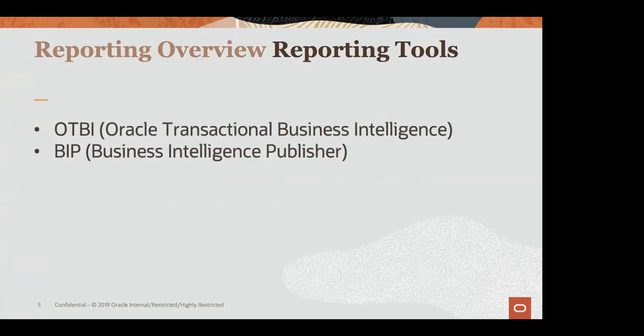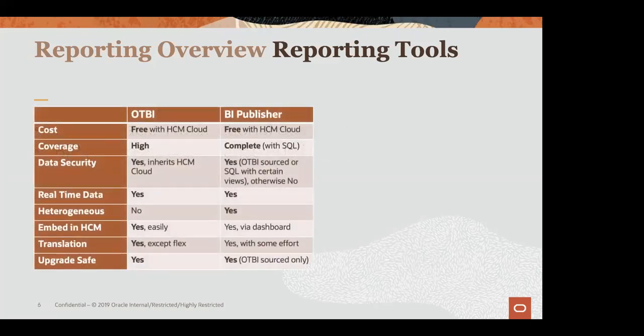Before I jump into the actual OTBI tool to build reports and to navigate through the reporting catalog, I would just like to give you a perspective of the reporting tools that are available out of the box for HCM Cloud customers. OTBI is one, Oracle Transactional Business Intelligence. BIP is Business Intelligence Publisher. What are these? I'll talk about in the next slide.